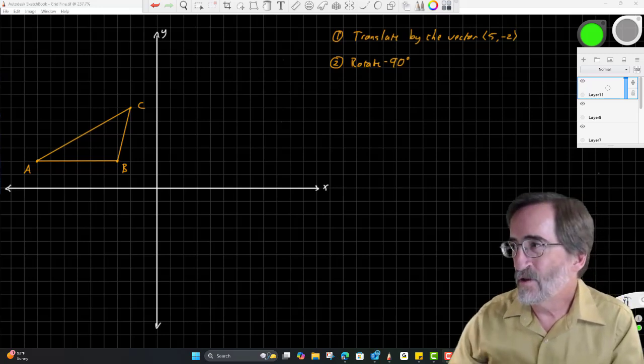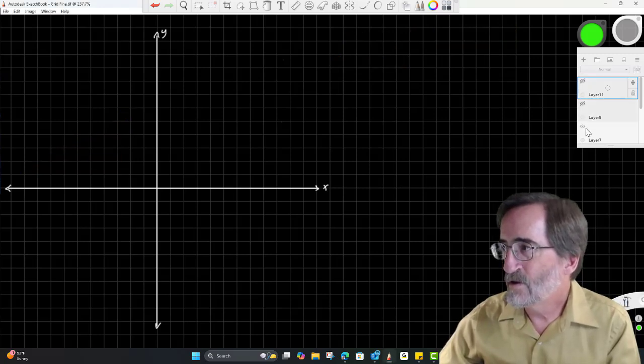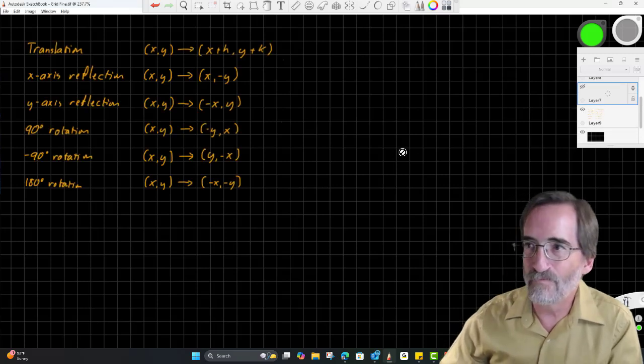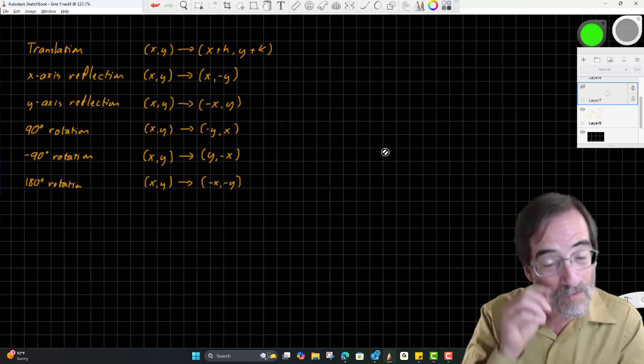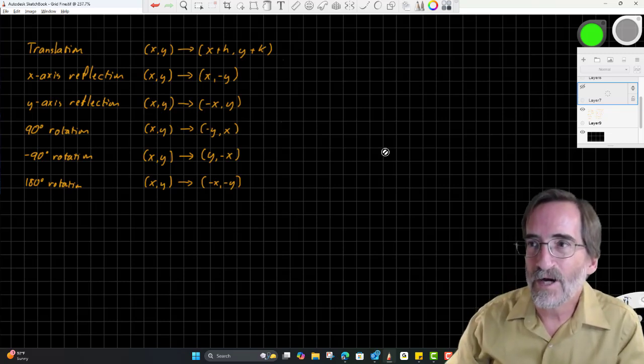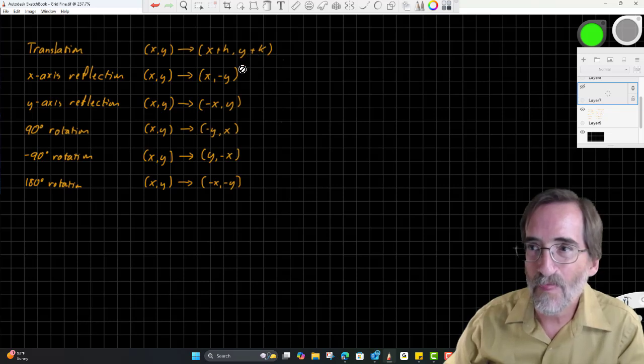Okay, let me do a little bit of review. Let me hide this here and do a little bit of review of the translation mapping rules. For a translation or a slide, we add the horizontal slide to the x, and we add the vertical slide to the y. Or translating by the vector h, k, it's x plus h, y plus k.